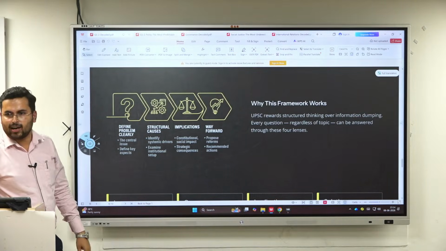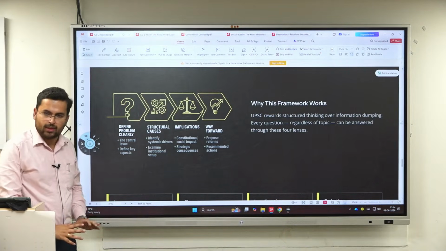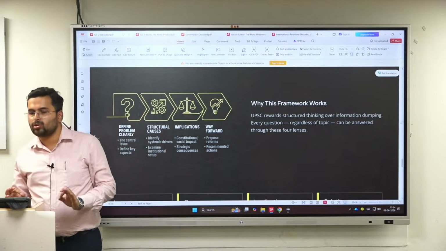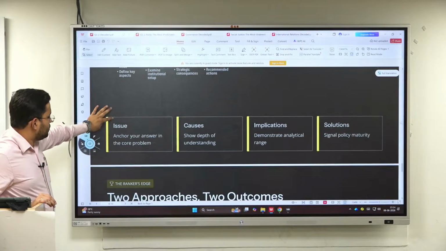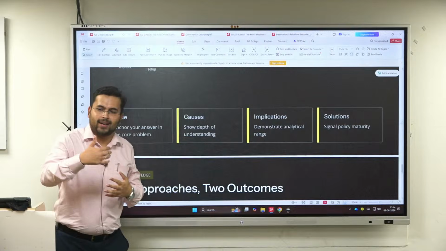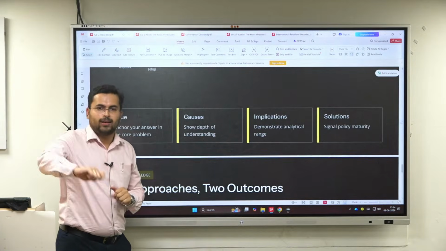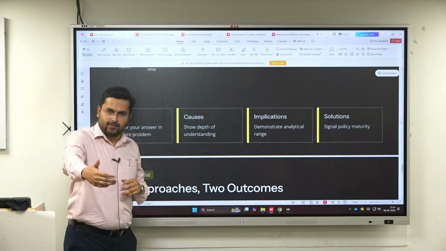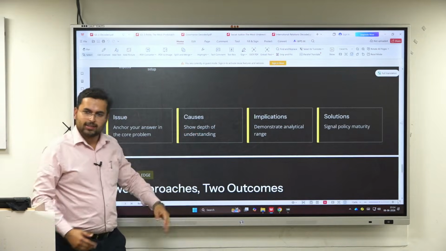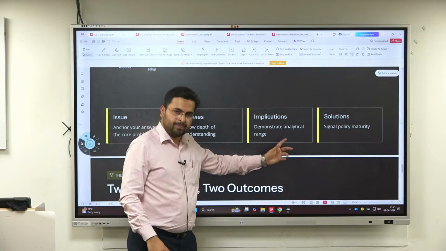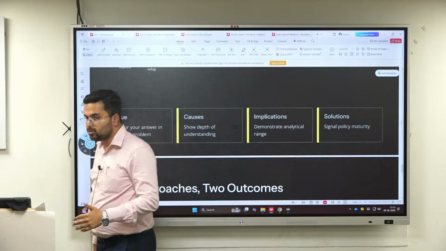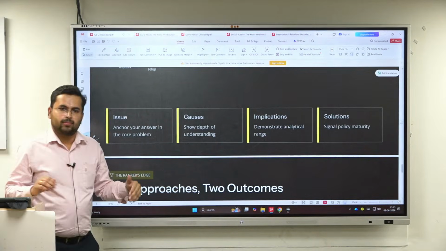So this should be a way of answer writing. An answer should at least have this. This is not some rigid structure or framework, but just an understanding of what a normal, average answer in GS2 should look like. There will be an issue to anchor your answer in the core problem. Then you show the causes that led to a certain event. That will show the depth of your understanding. This can be applied to GS-1, 2, 3, 4. Even in a GS-1 or GS-3 question, you can always explain the causes and show a much deeper understanding. Then you explain the implications. This will show your analytical range. Then, as a policy maker, as a bureaucrat, as a civil servant, you frame solutions. You're not going to end with problems only; you're going to tell them what the solutions are.